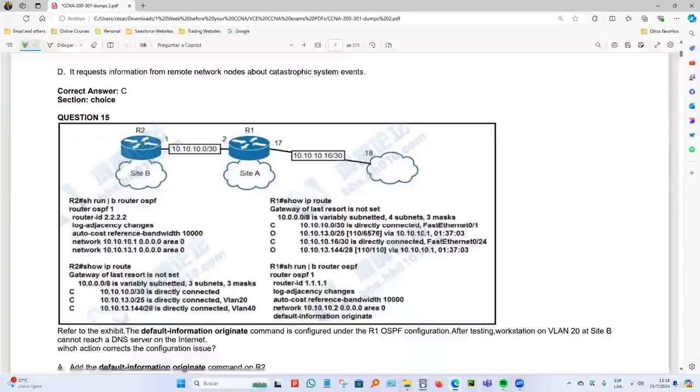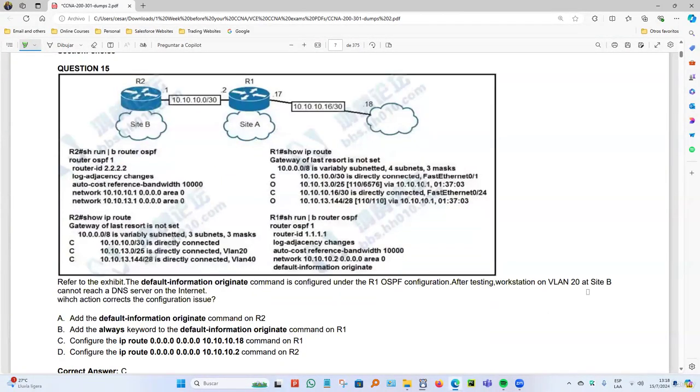Let's go with the following. Look at that. What a beautiful surprise. Refer to the exhibit. The default-information originate command is configured under R1 OSPF configuration. After testing, a workstation on VLAN 20 at site B, where we are working with router 2, cannot reach the DNS server on the internet. Which action corrects the configuration issue?